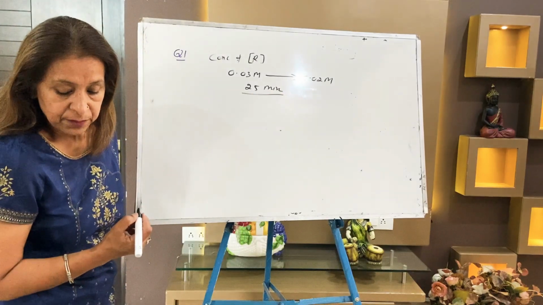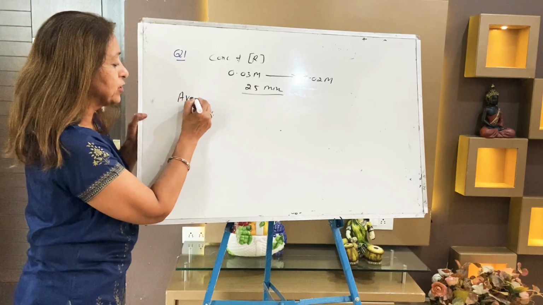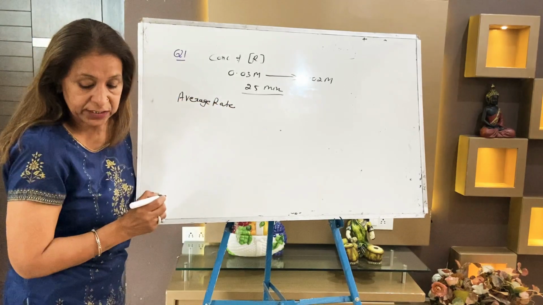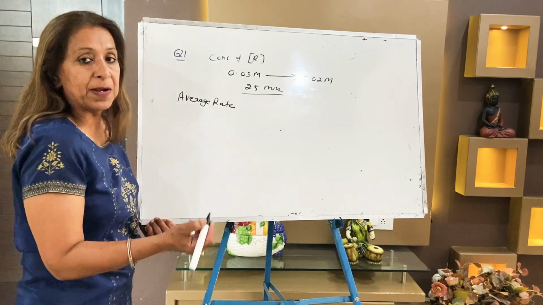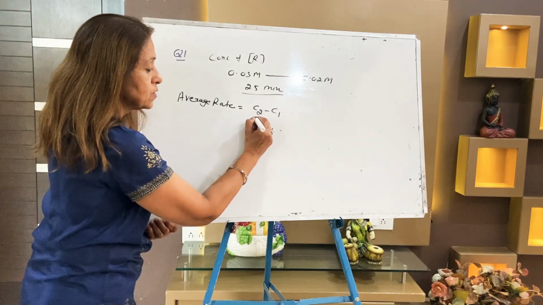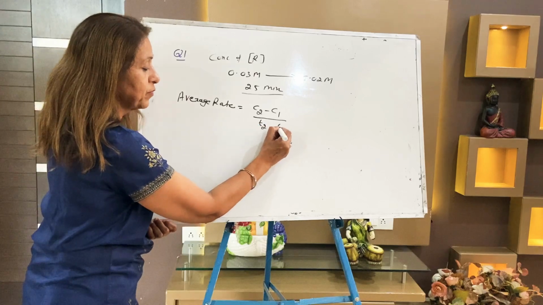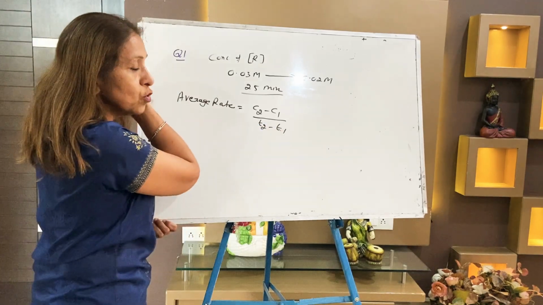The question is very simple: calculate the average rate in minutes as well as in seconds. Average rate is always equal to C2 minus C1 by T2 minus T1. Very simple formula.